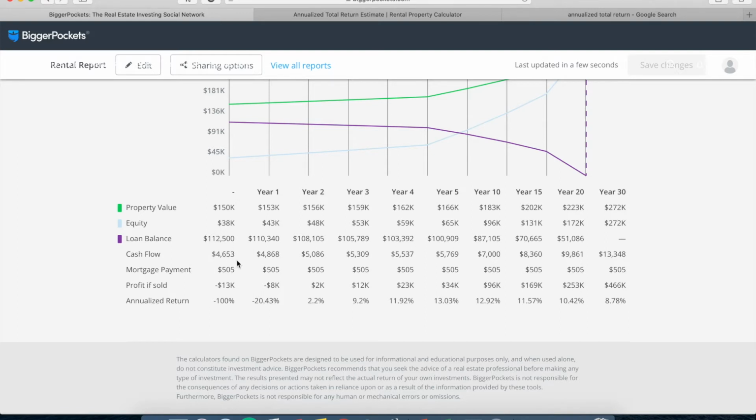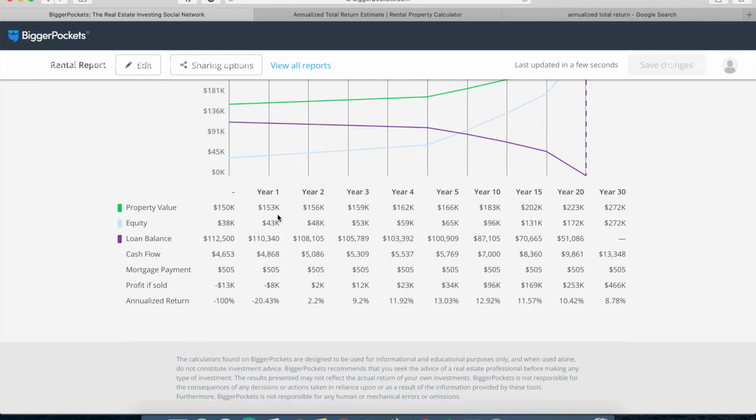However, it then goes down and says your cash flow is $4,653. That would be the cash flow after a full year, not right when you purchase the property. Right when you purchase the property, you shouldn't have received any cash flow.